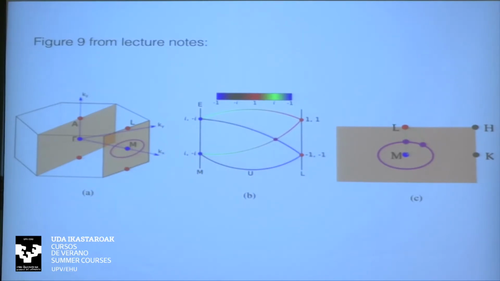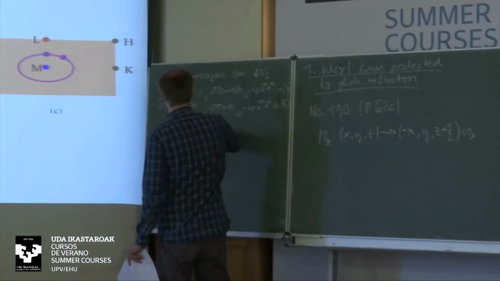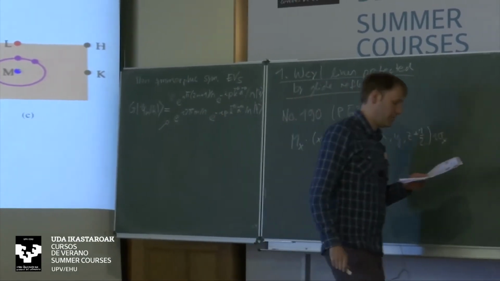And so we can now label the Bloch states in this invariant space by the eigenvalues of the symmetry operator. So using this formula here, where we have to use this upper entry, which is also a lower entry actually, which corresponds to the case with spin-orbit coupling.